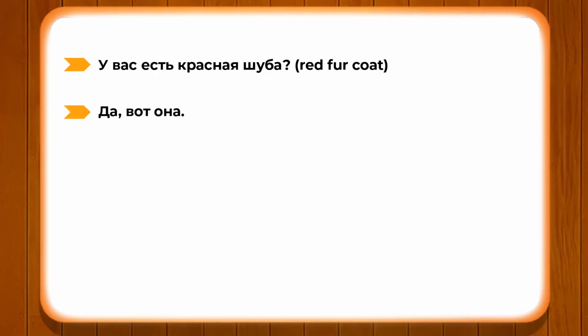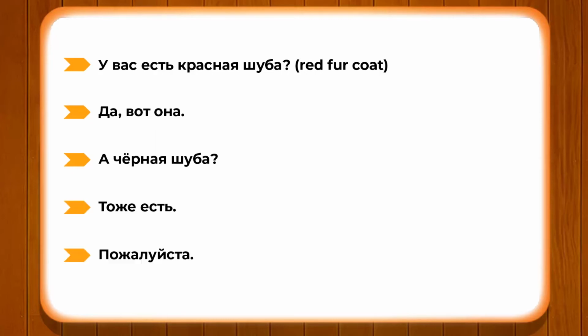Да, вот она. Yes, here it is. So вот она, она is basically used for шуба because it belongs to the feminine gender. А черная шуба, and a black one? Тоже есть, also have. Пожалуйста. Here пожалуйста is in the connotation of saying thank you. So depending upon the context, you can also replace спасибо with пожалуйста.